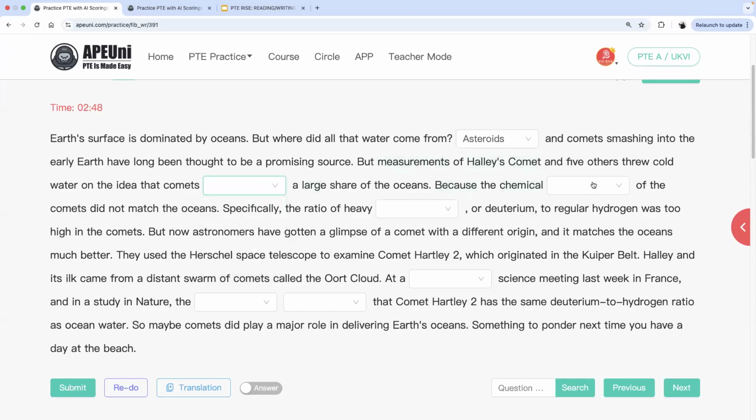But the chemical dash of the comets, what do you say when you say chemical dash of? Chemical, C word, composition. You should always try to guess. So something closer can be there. Now what can be the answer? Chemical signatures. What are chemical signatures?